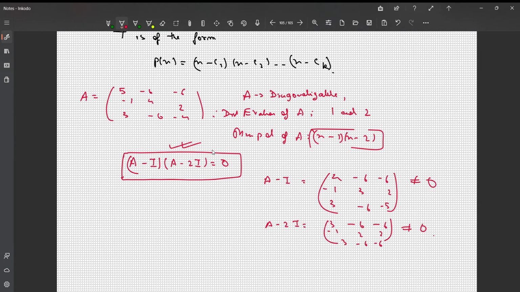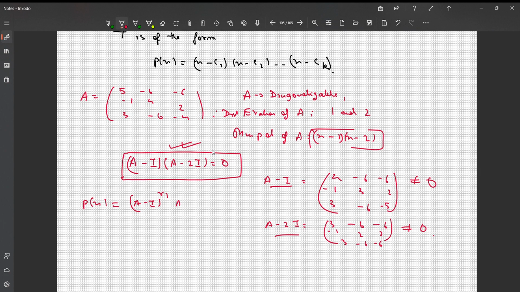The minimal polynomial will consist of the distinct eigenvalues. So obviously the minimal polynomial will have both of these factors, right? Both of these factors. So the minimal polynomial consists of some multiple product of these factors. So the minimal polynomial is of this form, right?